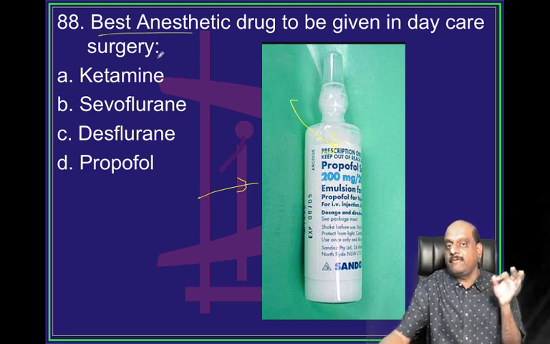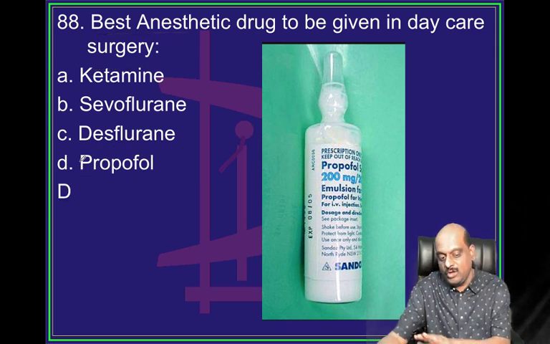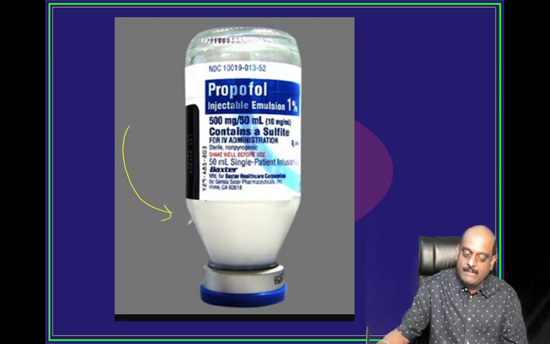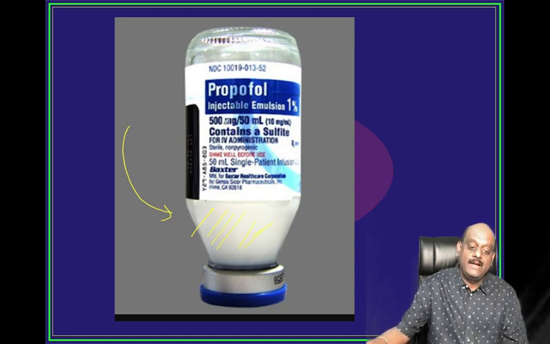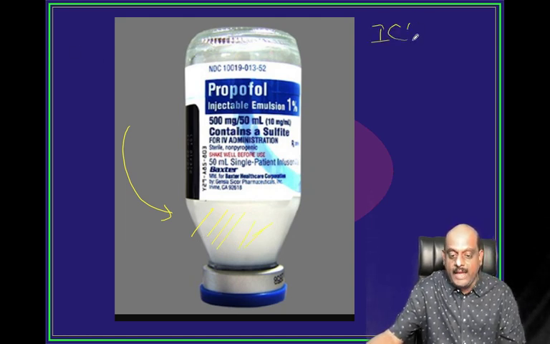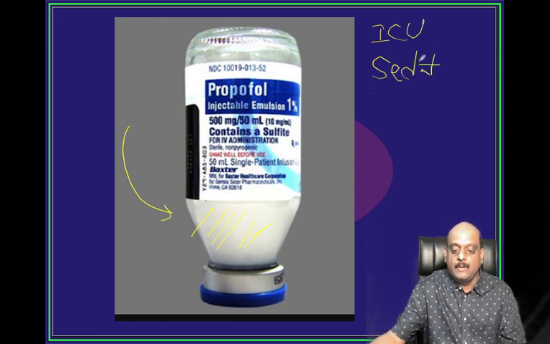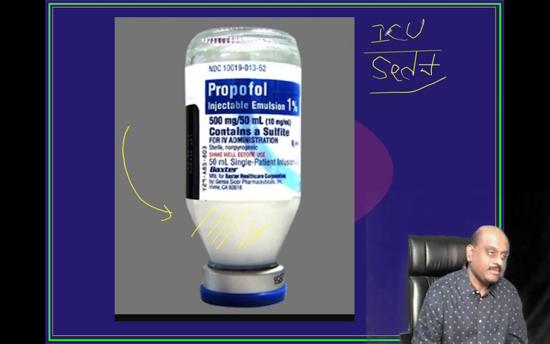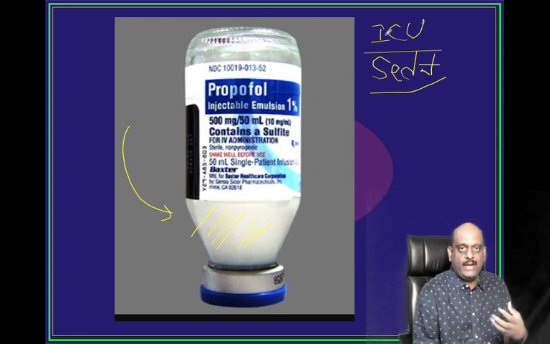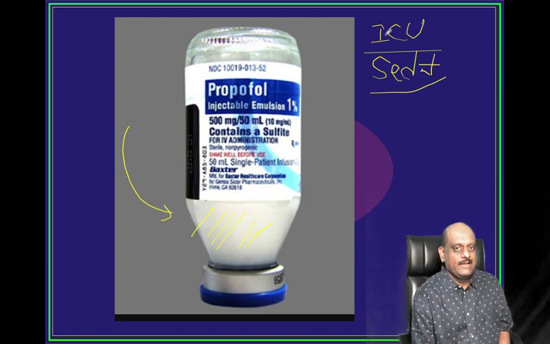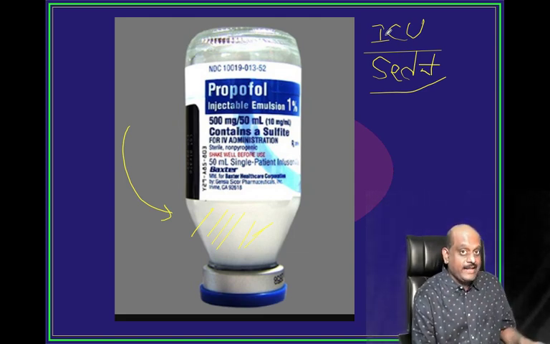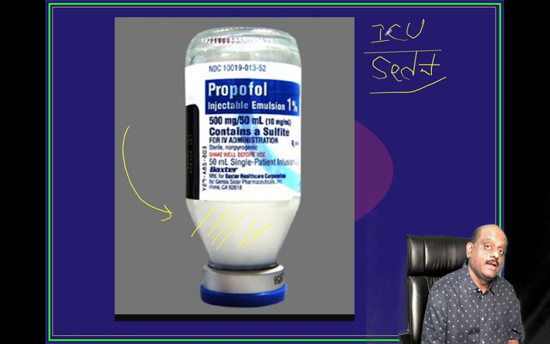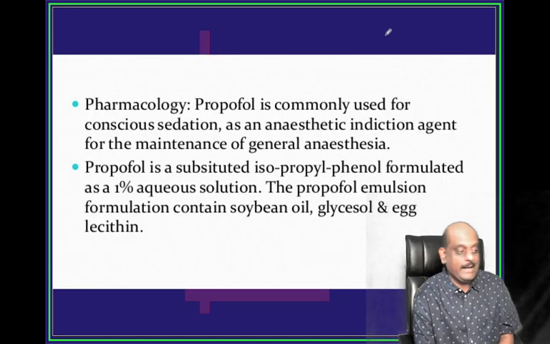So the best anesthetic drug for a daycare surgery hota hai propofol. So this is how propofol almost has got a milky consistency. Typically we use it in intensive care unit sedation protocol mein propofol use karte. Intensive care unit mein you have ventilated a patient, but the patient is still having some voluntary effort and he is fighting against the ventilator. So you want to sedate, but you want to sedate without affecting his BP or anything. Hence ICU sedation protocols mein we use the propofol is what we need to remember.